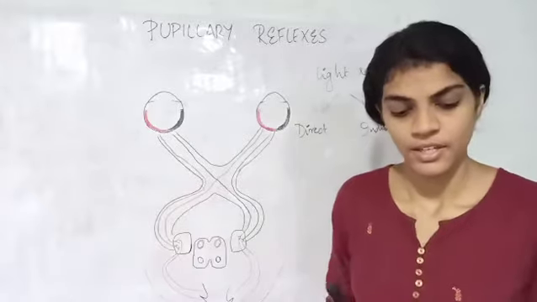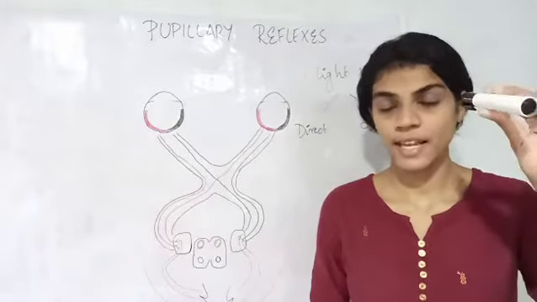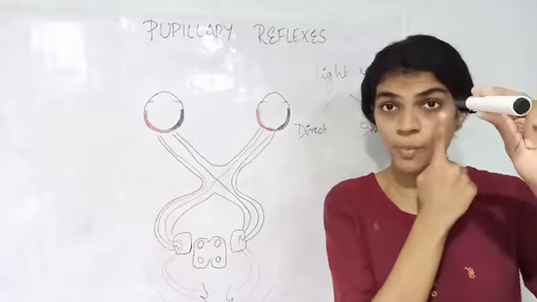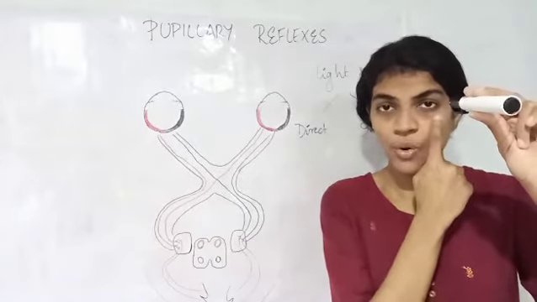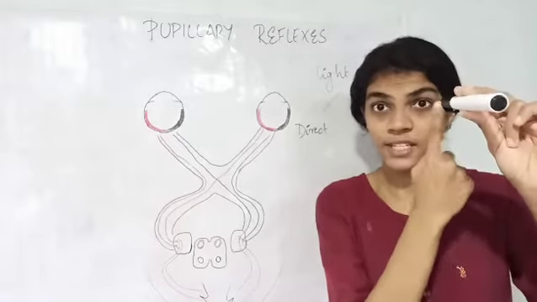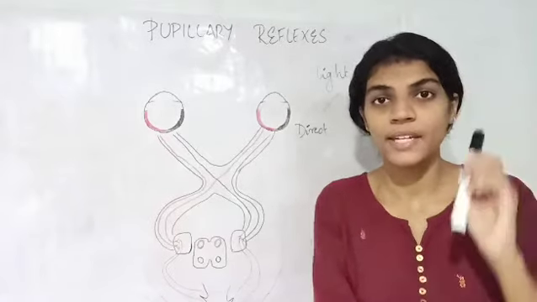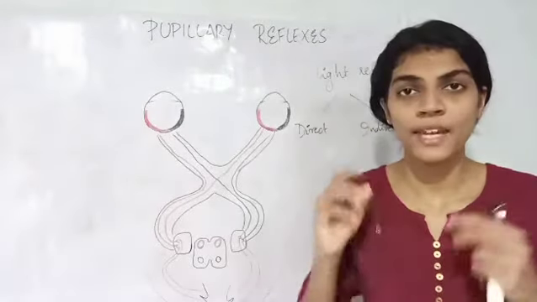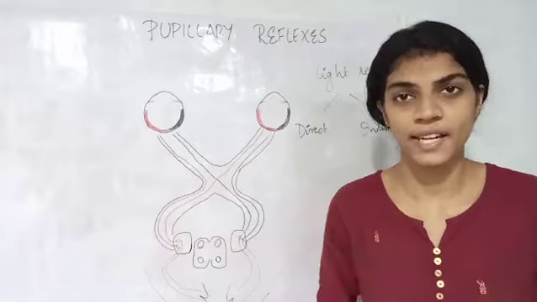So if I am lighting this torch and directing this light to my left eye, my left eye pupil will be constricting, and that is a direct effect. It is known as the direct light reflex. Next we are going to see about indirect light reflex.